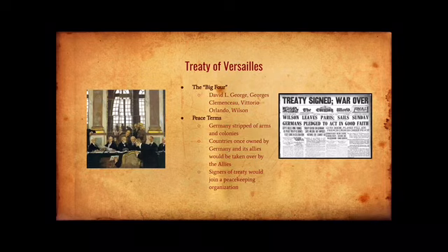Germany would be stripped of their arms and colonies. Colonies once owned by Germany and its allies would be taken over by the Allies, which are the Big Four. Signers of the treaty would join a peacekeeping organization.